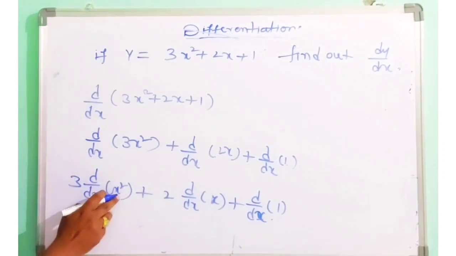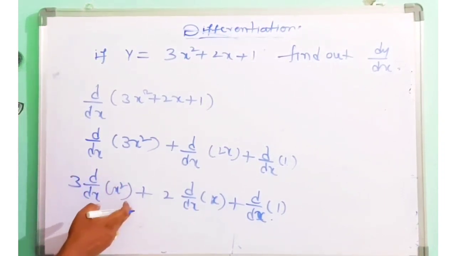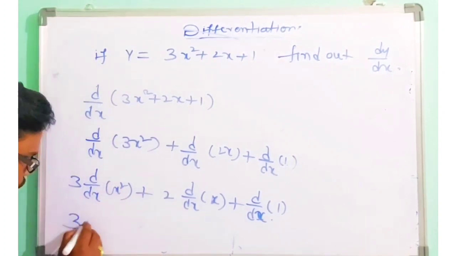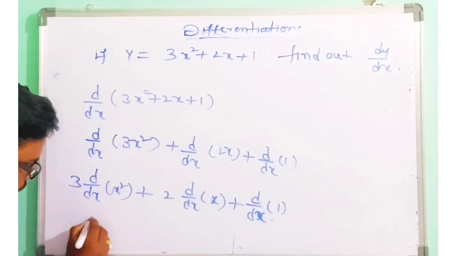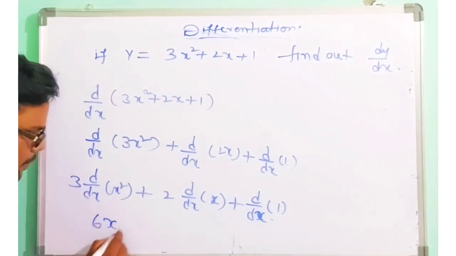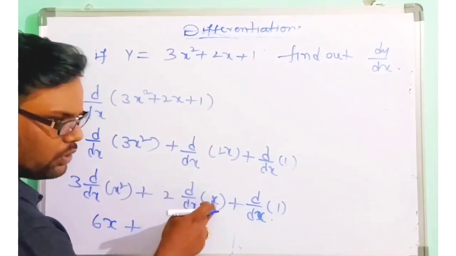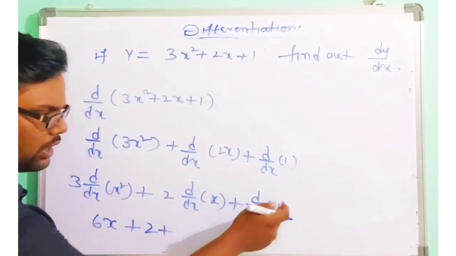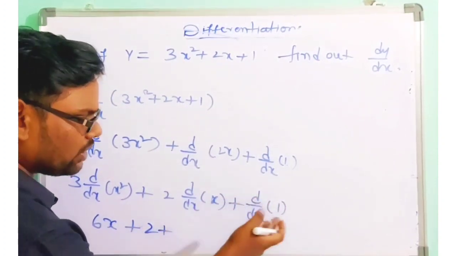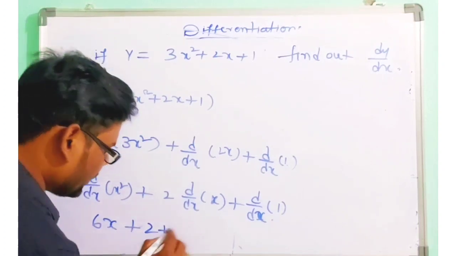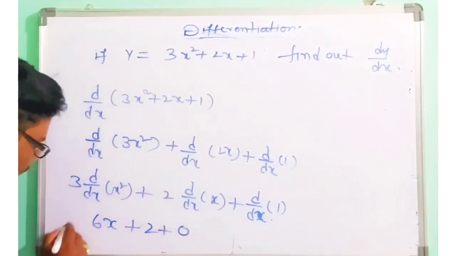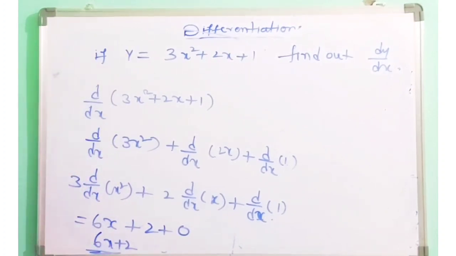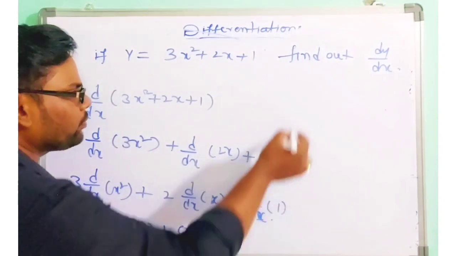So d by dx of x square is in the form of x power n, isn't it? The formula is n into x power n minus 1, so that is 3 into 2x, which is equal to 6x. Plus, d by dx of x is equal to 1, already we know that, so that is 2. Plus d by dx of 1, which is a constant, is equal to 0, isn't it? So the final equation is 6x plus 2. So like that we need to differentiate, isn't it?